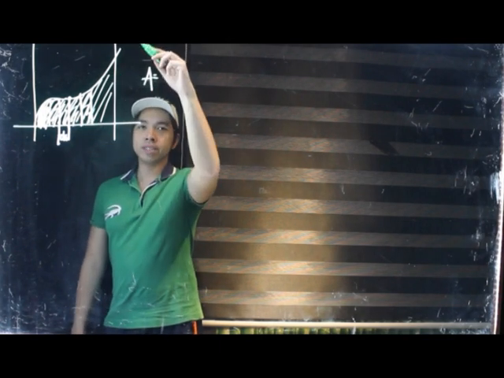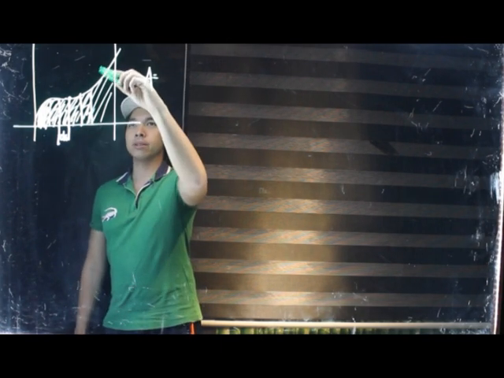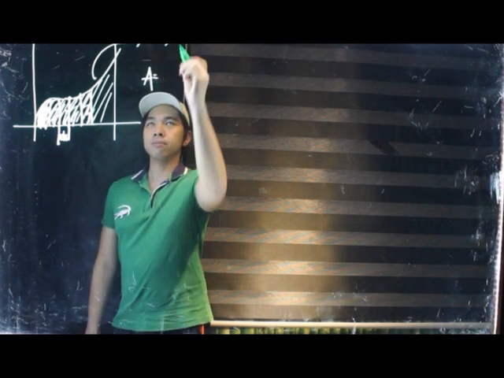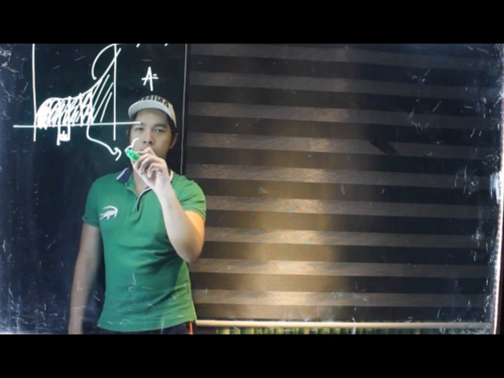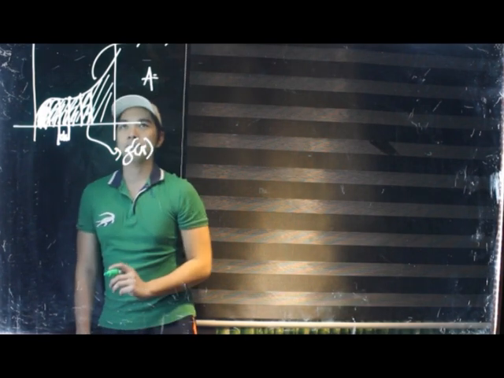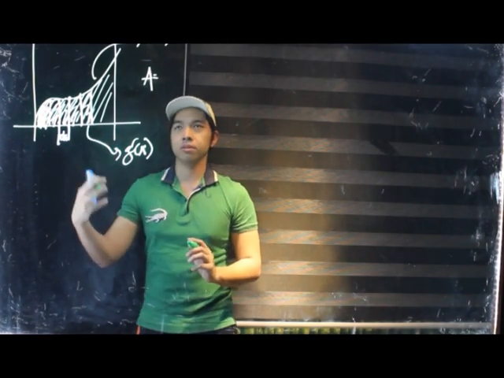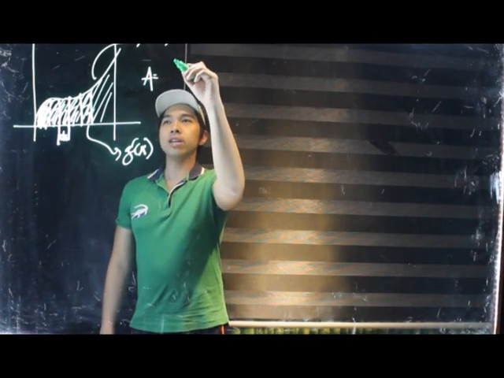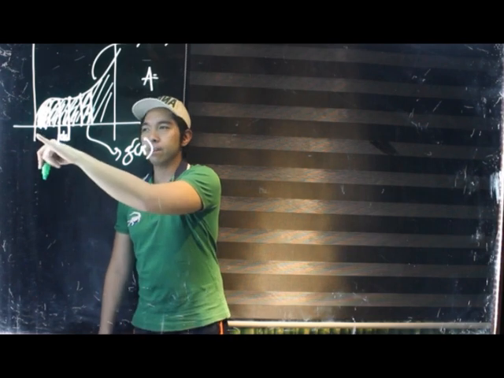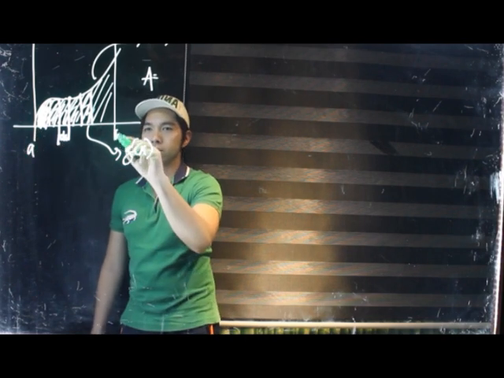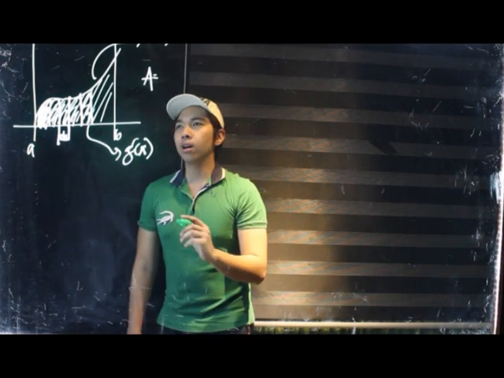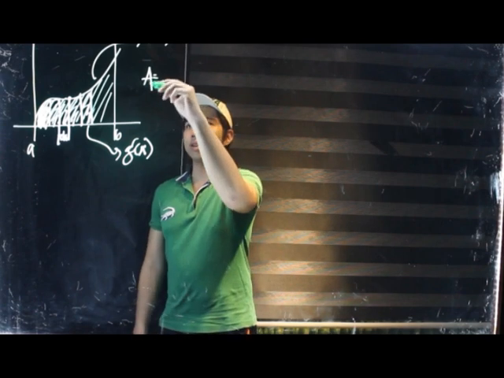So if we have one curve here and another curve here, I'm going to call this f of x, and this would be our g of x. So the area, we know, is the Riemann sum of the function. So we have here a certain limit from a to b.